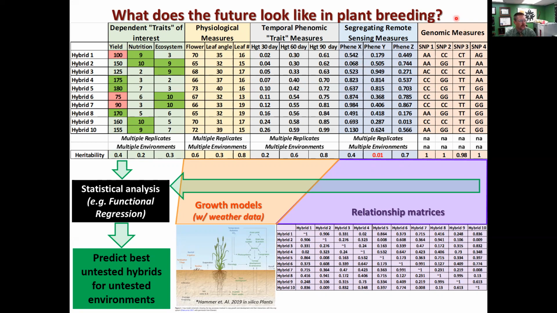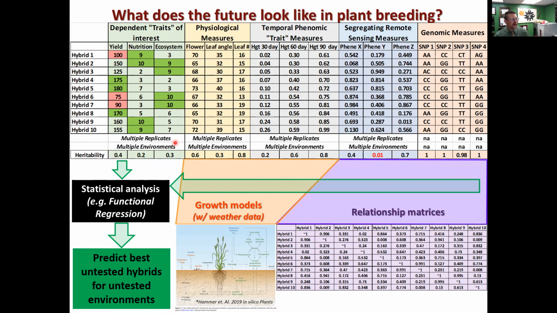And finally, we can have our genomic measures. We can have our SNPs. Right? So we can combine all of these predictive variables with a dependent trait of interest and use some type of statistical analysis like functional regression to predict the best untested hybrid for untested environments. We probably are going to have to calculate a relationship matrix from all these and maybe plug in weather data. But this is what the future of plant breeding to me looks like.